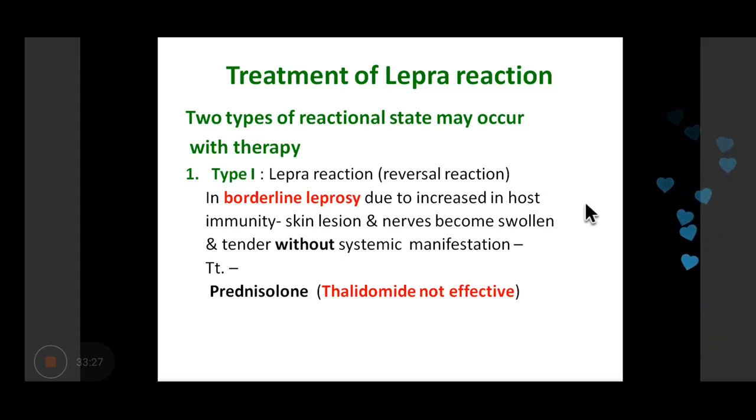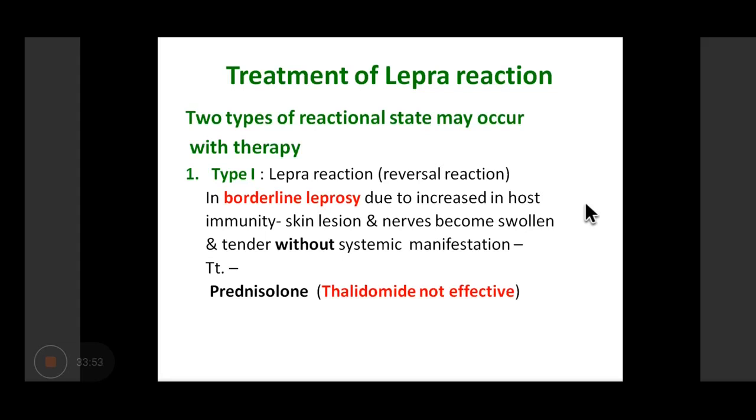Type 1 leprosy reaction is a reversal reaction. It happens in borderline leprosy due to an increase in host immunity. Skin lesions and nerves become swollen and tender without systemic manifestation. So this is very important: here in type 1, there is no systemic manifestation. There is only an increase in host immunity. So there is a reaction to the disease and the drug we are giving.